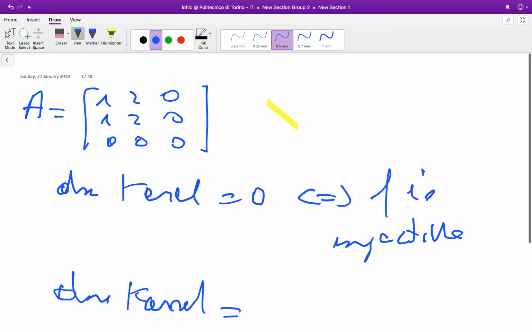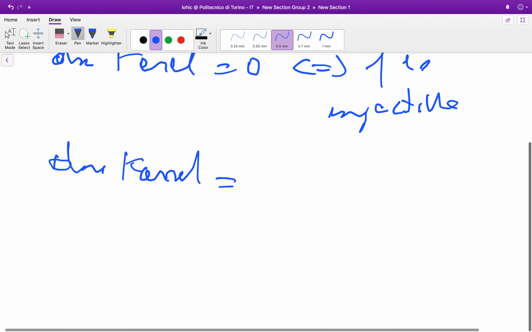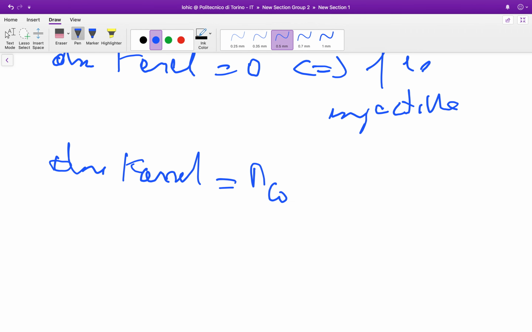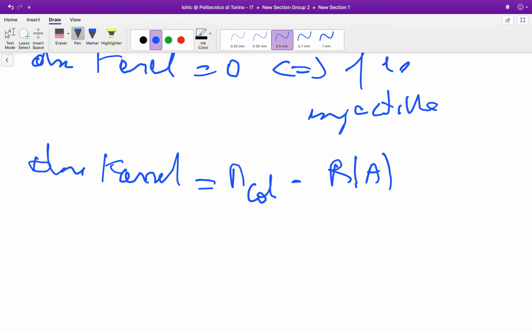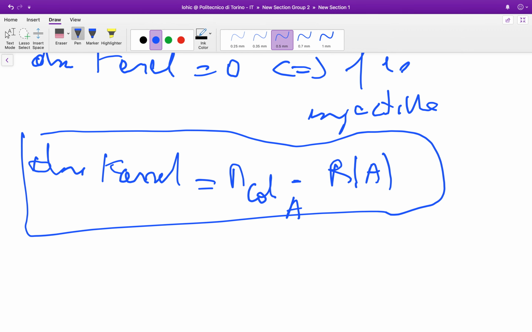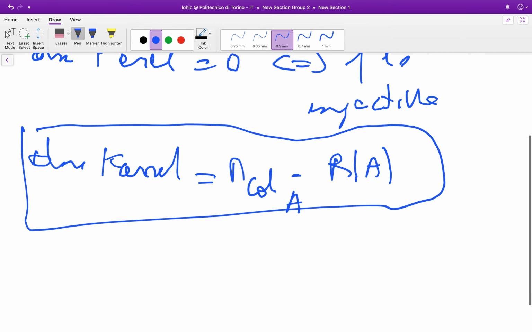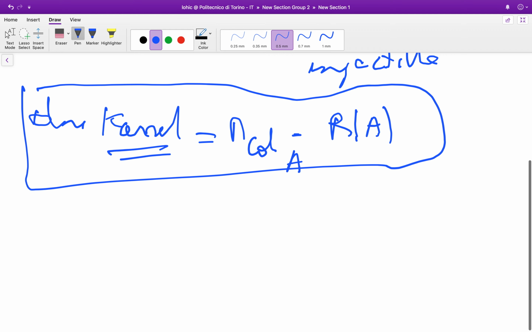The dimension of the kernel is the number of columns of the matrix minus the rank of A. I don't want to do all the theory of linear mappings now, but the dimension of the kernel is the number of columns of the matrix minus the rank of A. Is that clear?